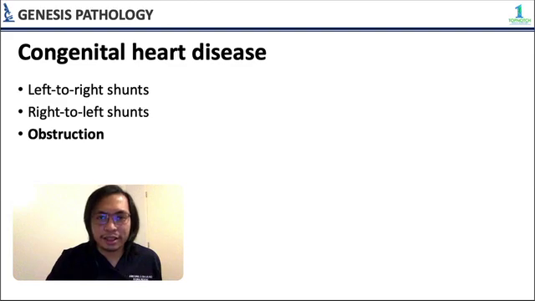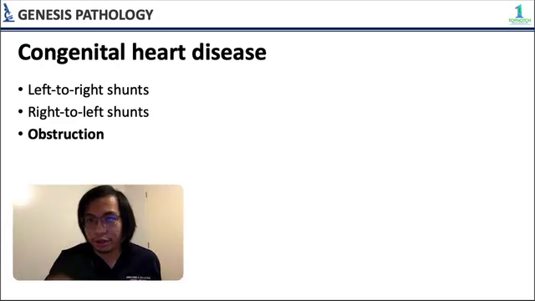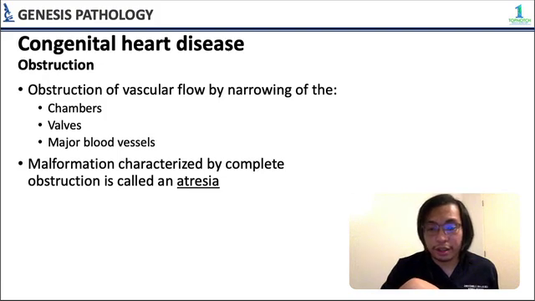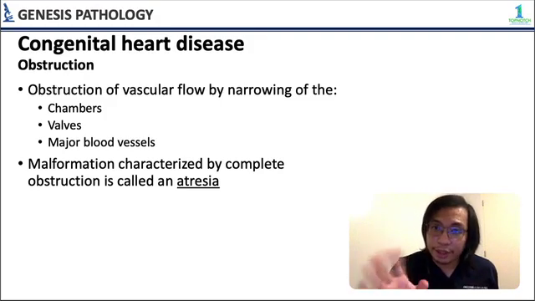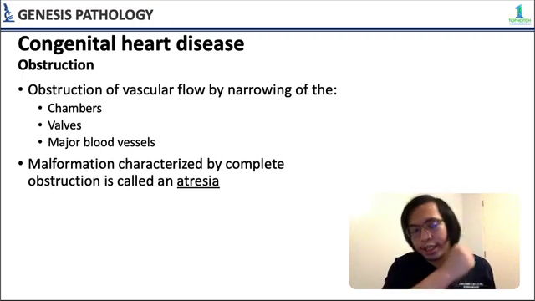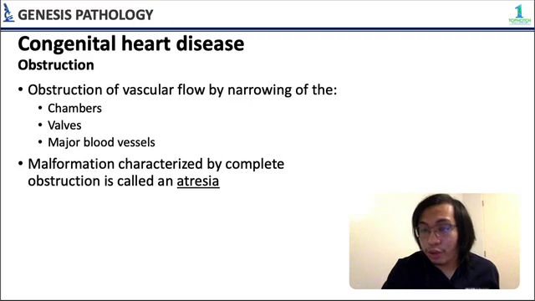Lastly, congenital heart disease can lead to obstruction, no? Mga obstructive lesions na obstructive congenital heart lesions. So this is the obstruction, congenital heart disease that leads to obstruction. Usually, it is characterized by the obstruction of blood vascular flow by the narrowing of the chambers, okay, valves, and major blood vessels. So if you have a malformation that is characterized by complete obstruction, that is known as your atresia. Okay, that's known as your atresia.